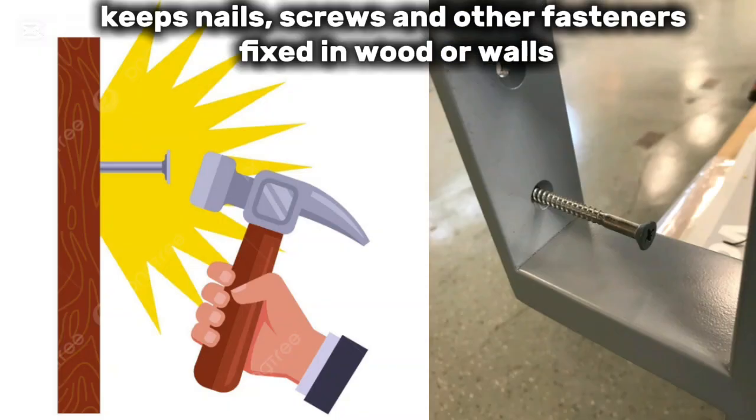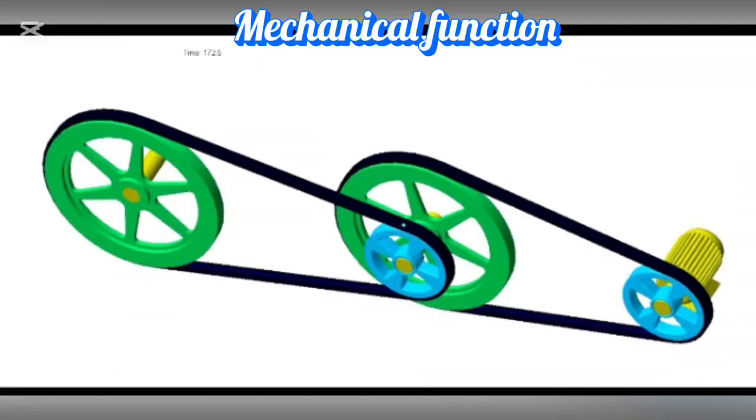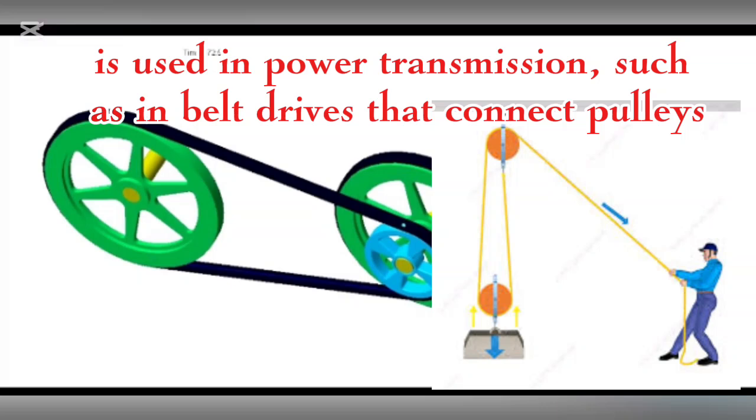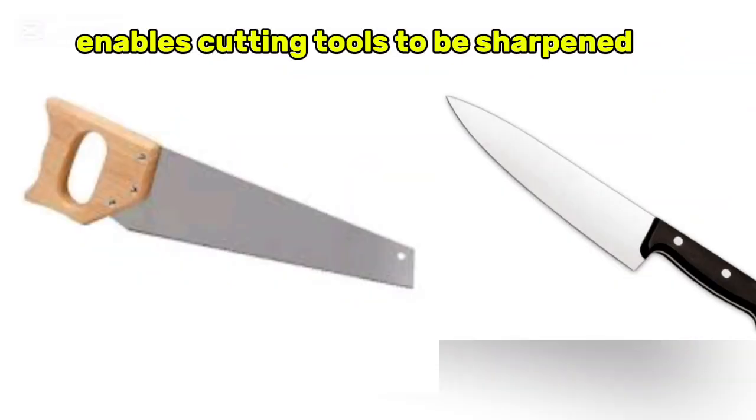5. Friction keeps nails, screws, and other fasteners fixed in wood or walls. 6. Mechanical function. Friction is used in machinery for power transmission, such as in belt drives that connect pulleys. 7. Friction enables cutting tools to be sharpened. There are so many other advantages.